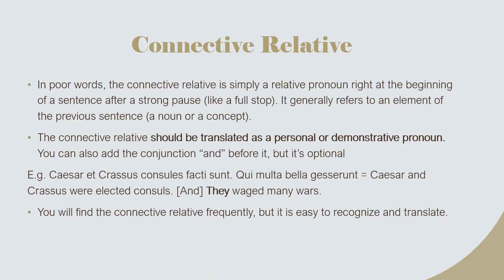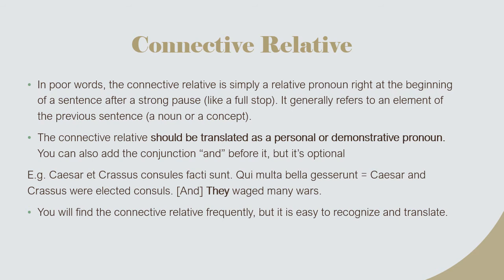The second construction is a very simple one. It's the connective relative. So in poor words, the connective relative is simply a relative pronoun right at the beginning of the sentence, after a strong pause, like for example a full stop or a semicolon, and it generally refers to an element of the previous sentence, which could be a noun or a concept. So whenever you find a relative pronoun at the beginning of the sentence after a strong pause, 100% connective relative. So it is fairly easy to recognize.